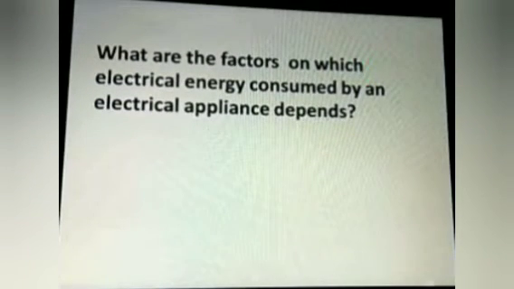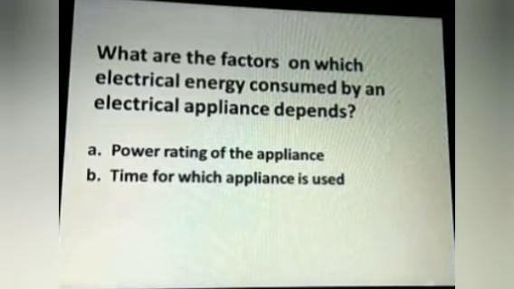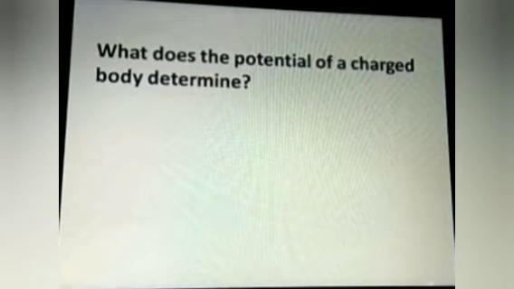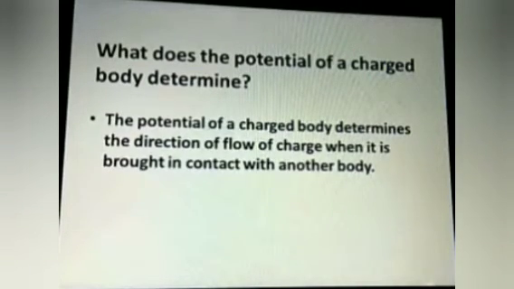What are the factors on which electrical energy consumed by an electrical appliance depends? A. Power rating of the appliance, and time for which the appliance is used. What does the potential of a charged body determine? The potential of a charged body determines the direction of flow of charge when it is brought in contact with another body.